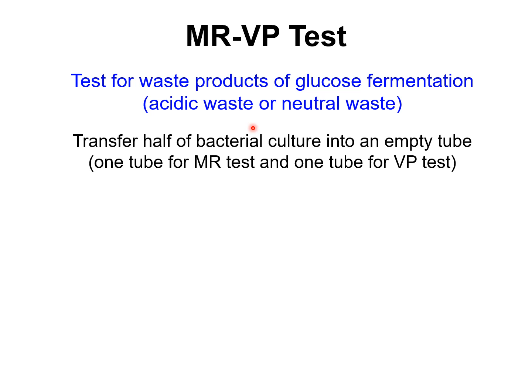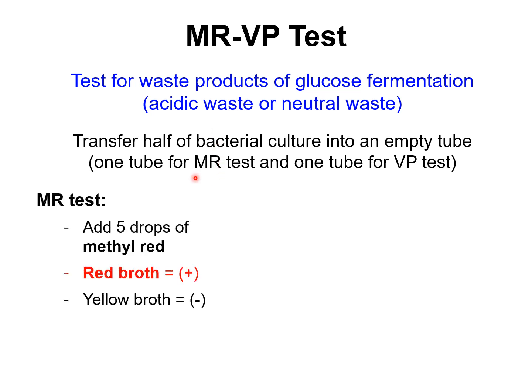Usually, to figure out whether it's producing an acidic waste or a neutral waste, you have to have two test tubes. For one test tube, you're going to add methyl red, and for the other test tube, you're going to add the VP. One test tube is for the methyl red, and the other is for the Voges-Proskauer. You can't test the two in the same test tube.